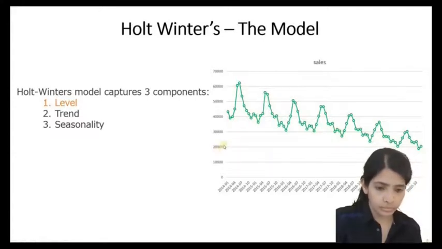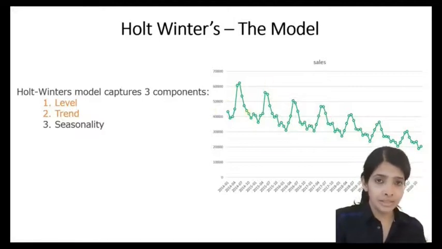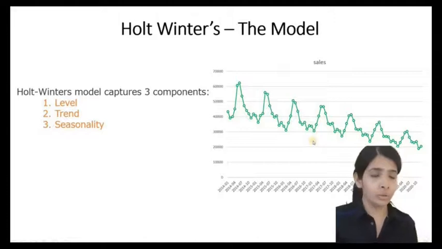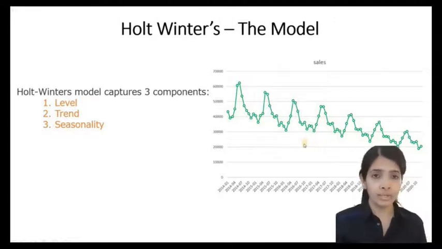The next component is trend, and trend shows a general tendency of the data, whether it's increasing or decreasing over time. In this example we have a decreasing trend. The third component that the model captures is the seasonality, and it is a regular, periodic, rhythmic movement of the data over time. So our data can have a quarterly or monthly or hourly seasonality in it.